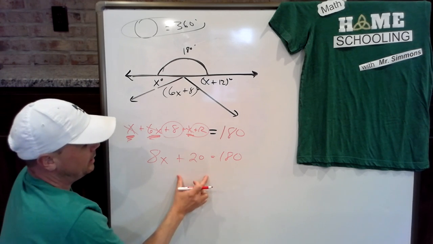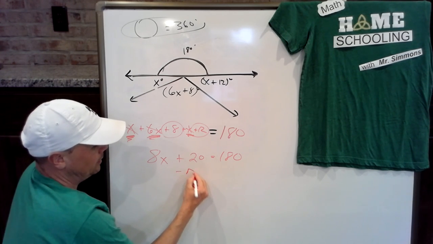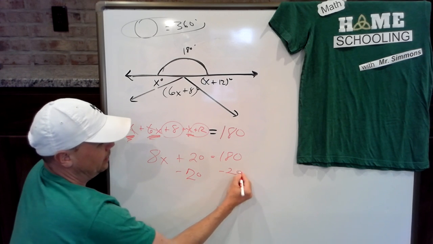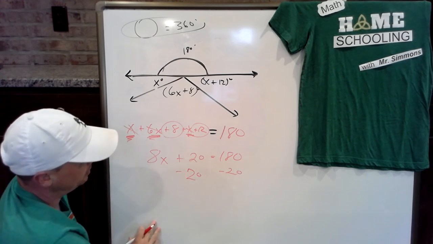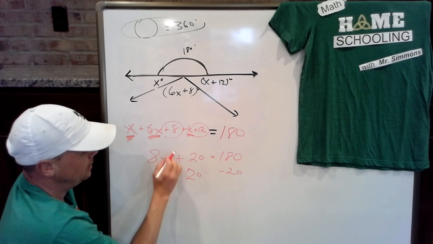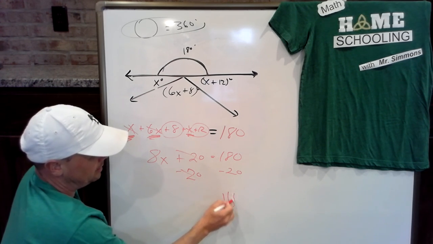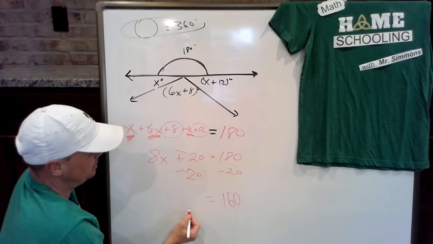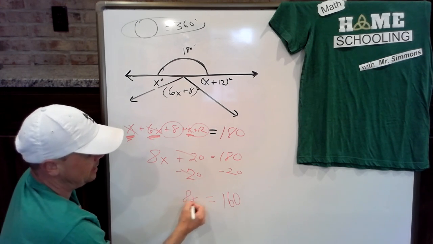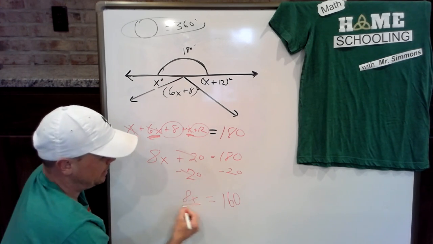So I'm going to get rid of this 20. We can do that by subtracting the 20 on the left and subtracting 20 on the right. Things that we've done for quite a while at school. We're good at this now. Cancel, cancel. And this is going to be worth 160 over here. 160, and this is worth 8x. So divide both sides by 8.